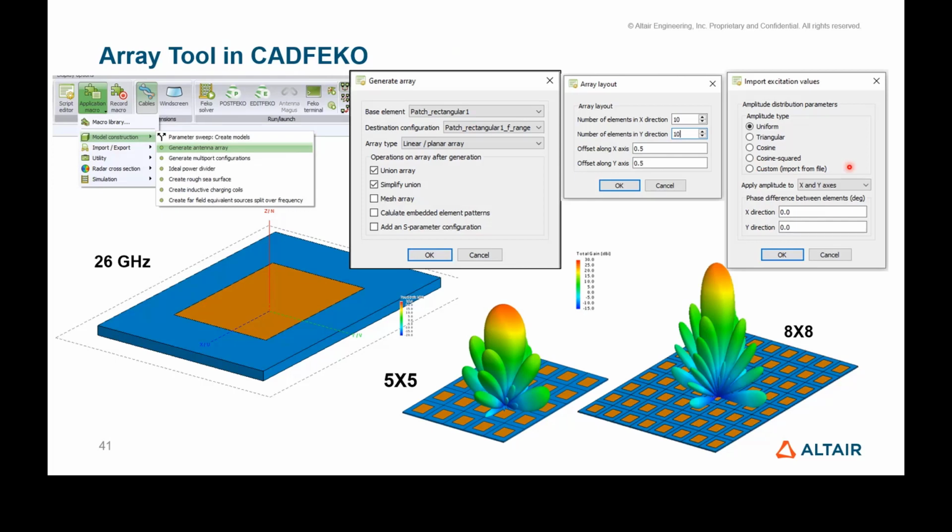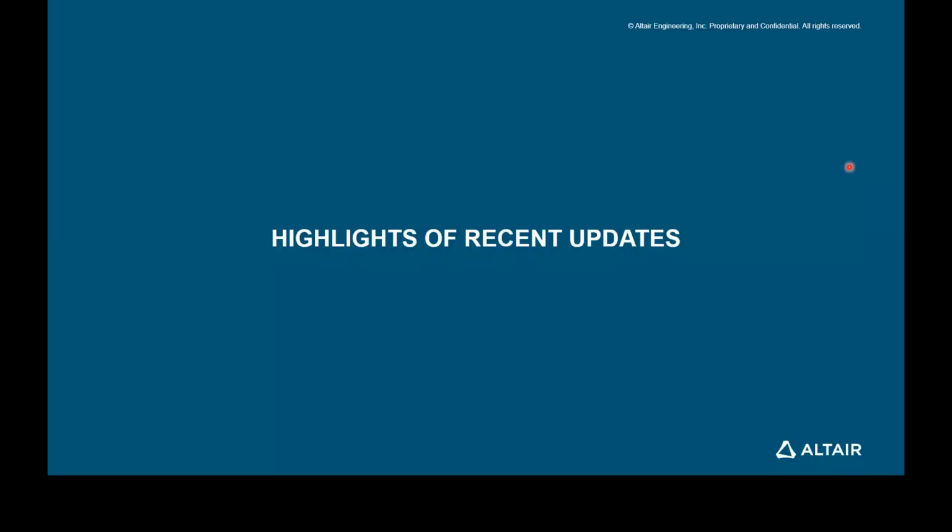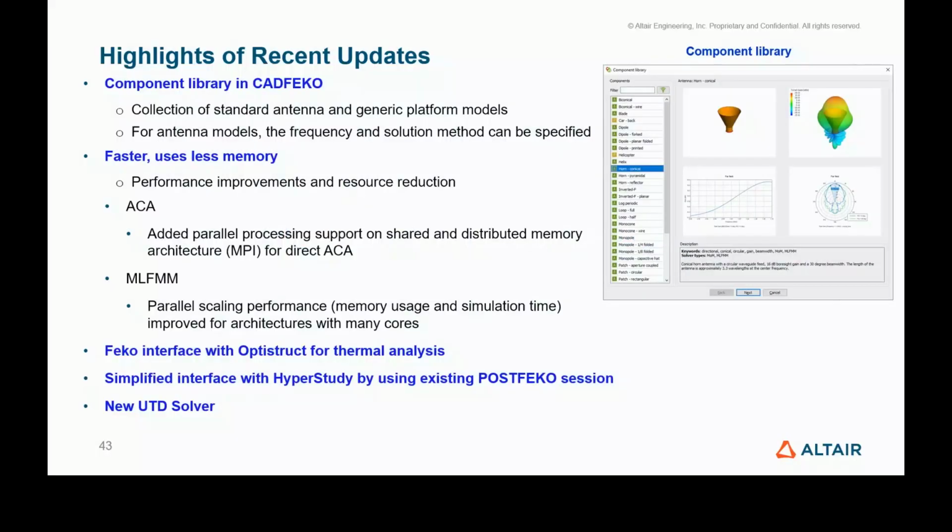So one can first start with a periodic boundary condition, and once you are satisfied with your design of the array, for example how many elements and those kinds of things, you can then come to the finite array design and finalize your design. So this is touching on some of the aspects of Feko features, and now coming to the highlights of the updates that we have.